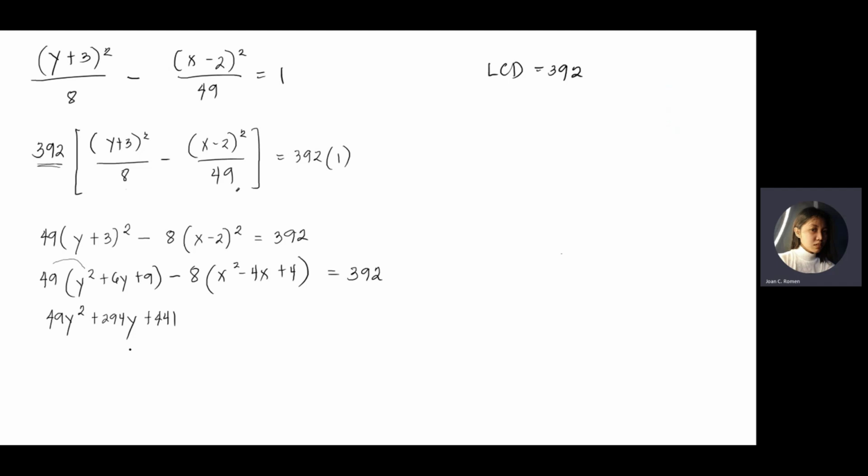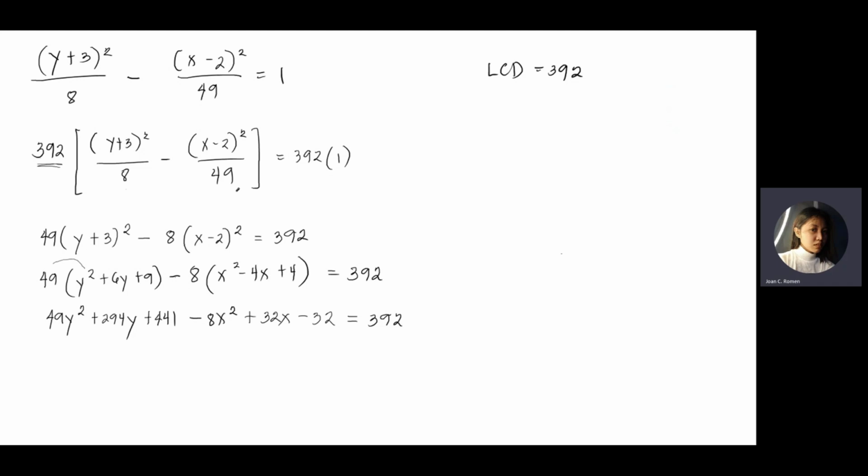Ibig sabihin, kapag dinistribute natin itong 49 sa lahat ng terms sa loob ng parenthesis, that is 49y squared plus 294y plus 441. Next, distribute this negative 8 to each term inside the parenthesis. So negative 8 multiplied by x squared is negative 8x squared. Next, negative 8 multiplied by negative 4x, that is positive 32x, since negative times negative is positive. Next, negative 8 times positive 4 is negative 32 and equals 392.